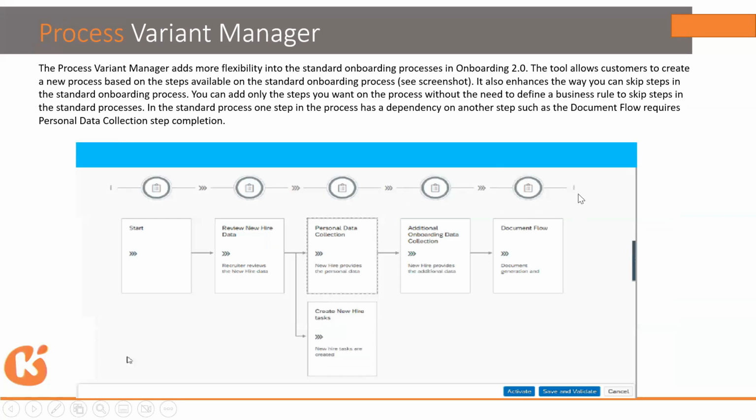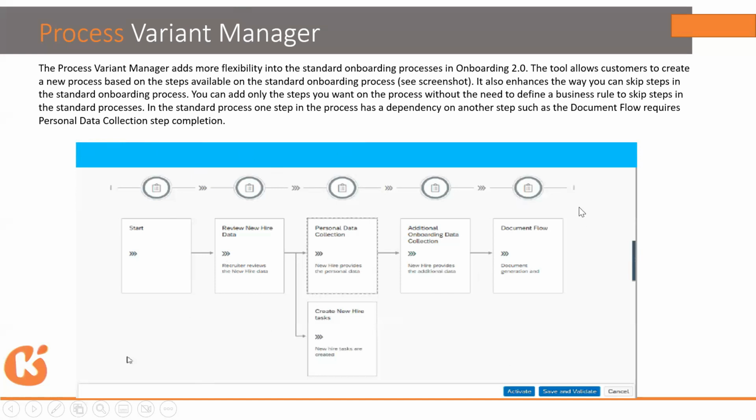Let's say for US, I don't want to use the additional step. For UK, I don't want to use the new hire step. For India, I don't want to use the document flow, something like that. So can we go with 8 different process variants? Yes, we can do that. You can have a different process variant according to the client specific or country specific requirements. So this is a default.